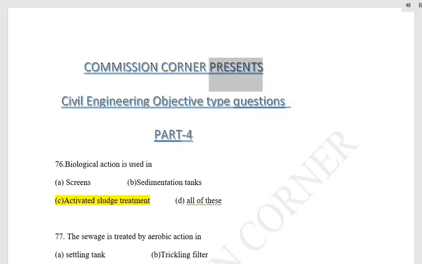Civil Engineering Objective Type Questions Part 4.